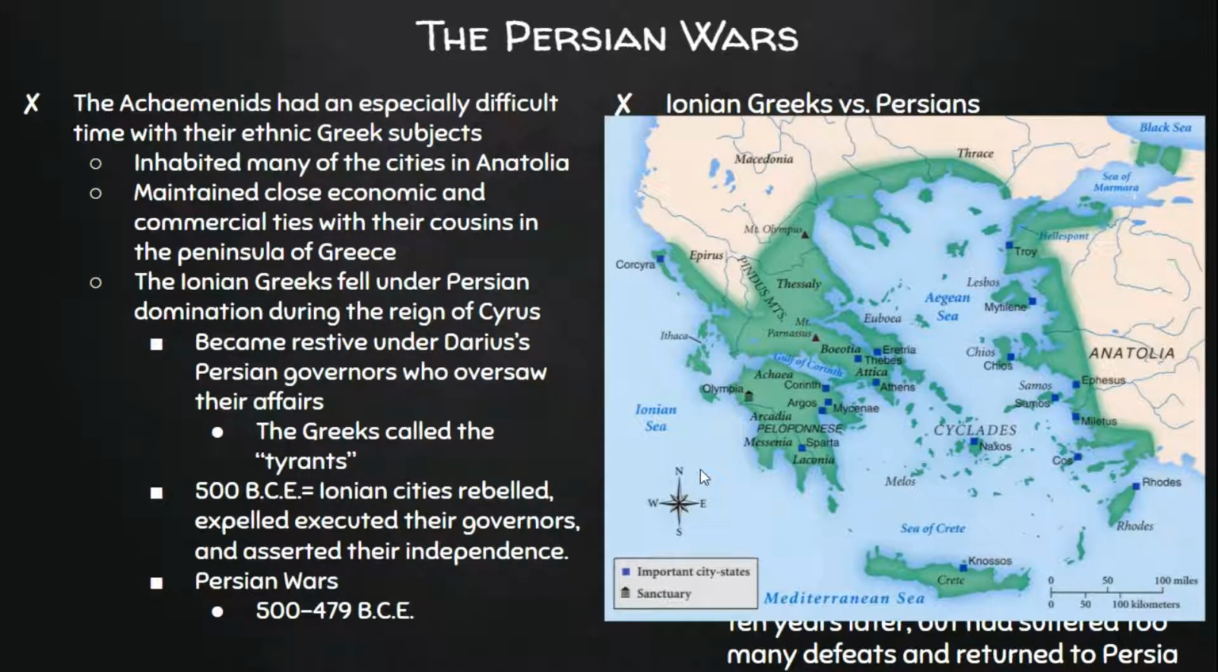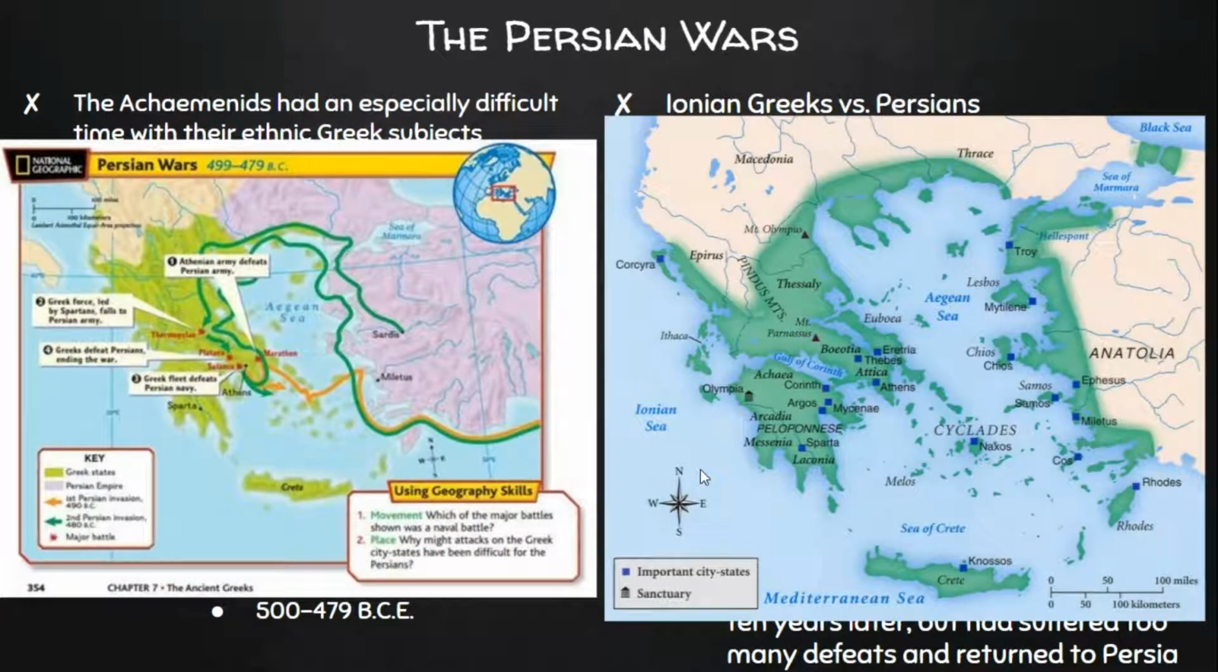In 500 BCE, the Ionian cities rebelled, expelled, or executed their governors and asserted their independence from the Persians. And soon, right afterwards, you have this set of wars called the Persian Wars, which lasted for about 20 years.